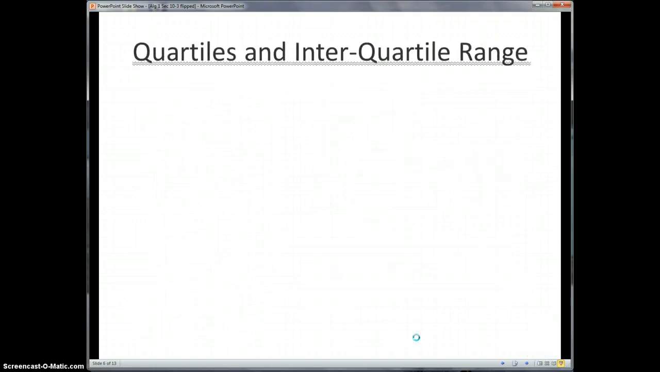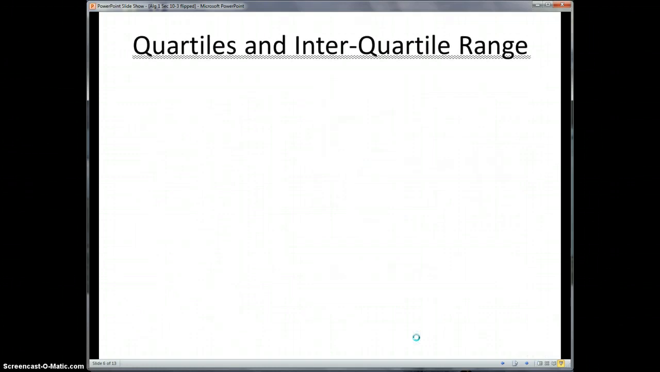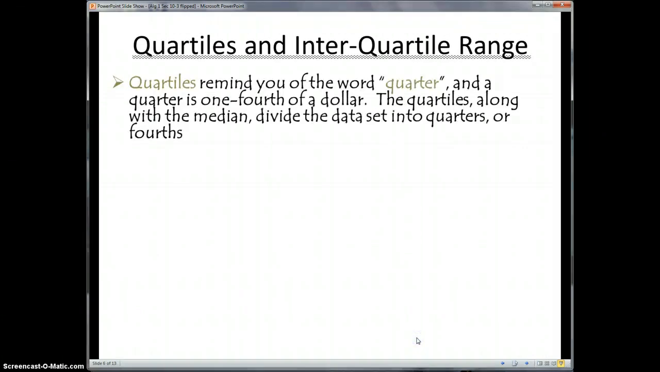There we go. Now this might be new. Quartiles and interquartile range. The word quartiles possibly reminds you of the word quarter. And a quarter is 1/4 of a dollar. Or a quarter in a basketball game is 1/4 of the basketball game. The quartiles then, along with the median, divide the data set into quarters or fourths.